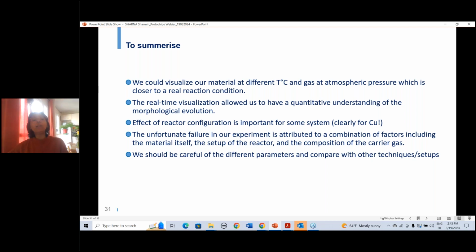So in this case, copper, the setup of the reactor, which is only allowing us to heat just on the chip and not the whole volume, which might not be representative of a real system, of a real reactor or a furnace, as well as the composition of the carrier gas. So whether or not the gas has high thermal conductivity, for example, might lead to differences in observation. So bearing all this in mind, we should be careful about the different parameters, and be careful to compare with other techniques and other setups, and really focus on the difference between the different setups.